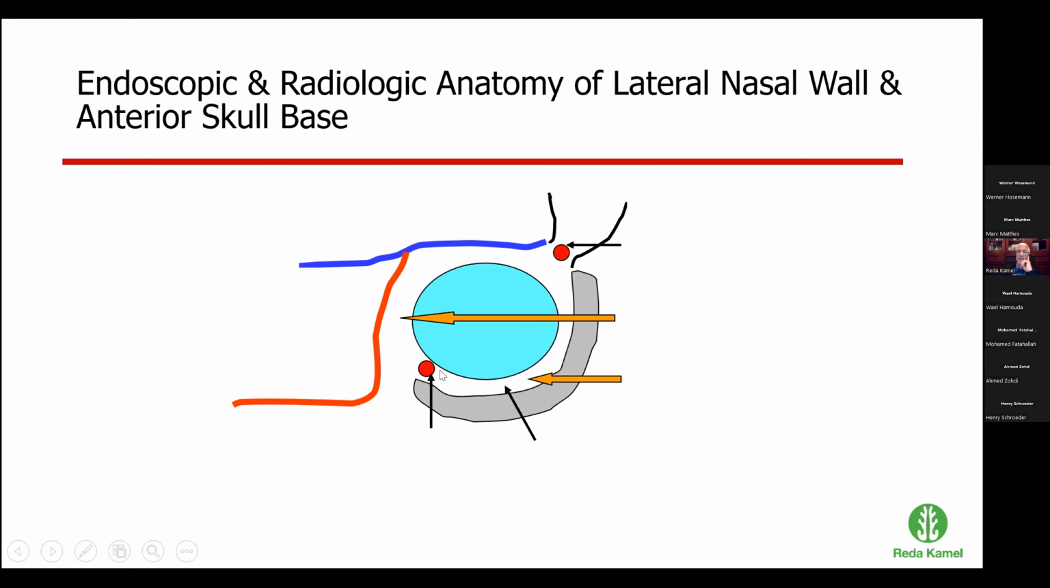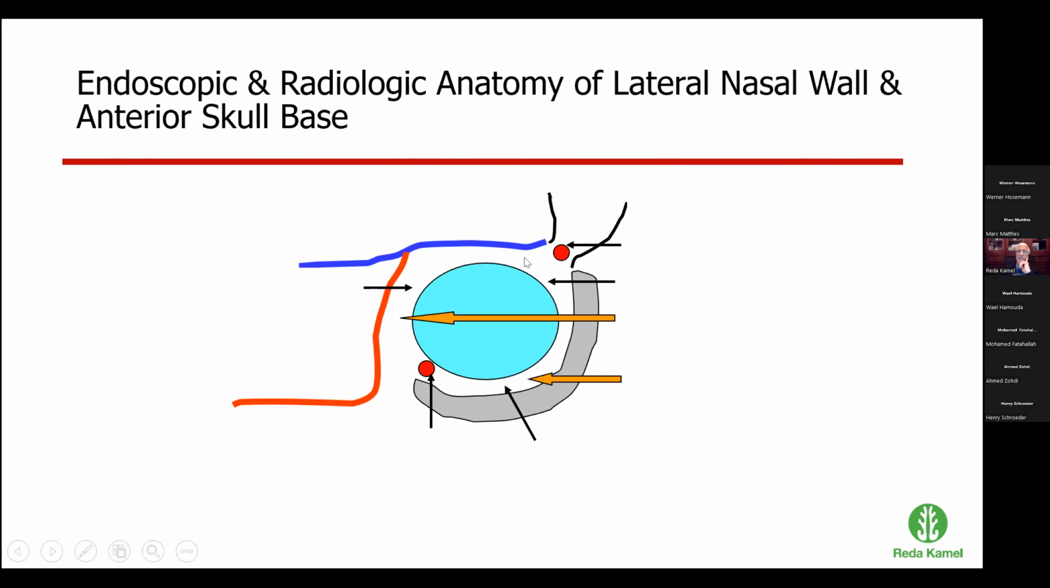Then we have here the infundibulum. The infundibulum is the space, the door of which is the hiatus semilunaris inferior. This space is between the bulla ethmoidalis and the uncinate process. Usually we can follow the infundibulum anterior and superior, where you identify the frontal recess. The frontal recess is the entry into the frontal sinus proper via the ostium.